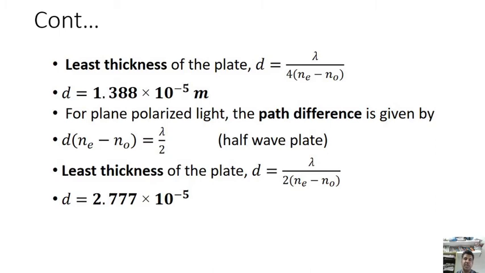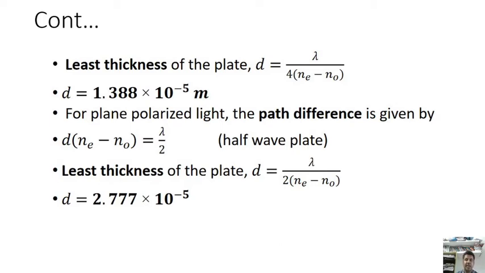So substitute these values to get d is equal to 2.777 into 10 to the power of minus 5. This is in meters, the unit is not written here. Okay, so d is equal to 2.777 into 10 to the power of minus 5 meter.